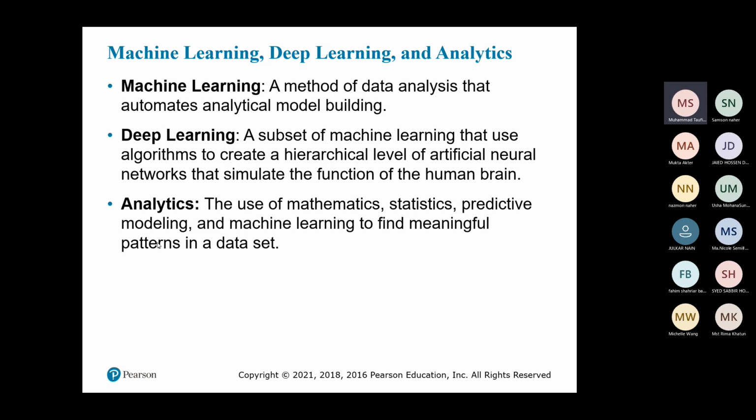And then we have what we call deep learning. Deep learning is a subset of machine learning that uses algorithms to create a hierarchical level of artificial neural network that simulates the function of the human brain. Deep learning is the advanced type of machine learning. Instead of the machine thinking like a machine, we now have the technology to simulate how the human brain thinks. So we let the machine learn and behave like a human being. That is deep learning.